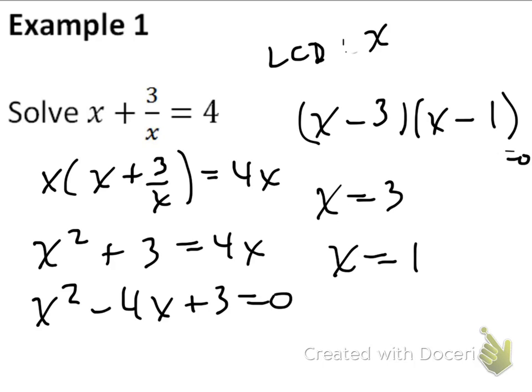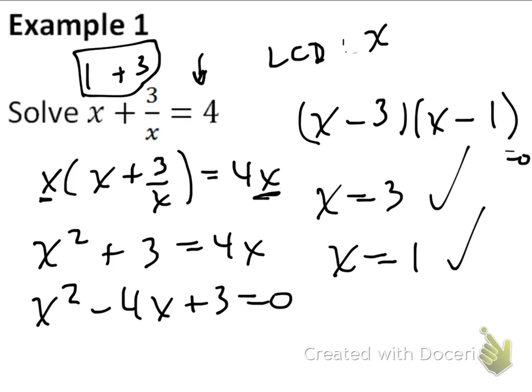Now, I multiplied both sides of this equation by a variable, so I have to check for extraneous solutions. So plug in 3 for x. So 3 plus 3 over 3 is 1, so I have 4 equals 4, so we're good here. Plug in 1, so I have 1 plus 3 over 1, which is 3, so that gives me 4 here, and 4 here, and so x equaling 1 will work. So no extraneous solutions in the first example.